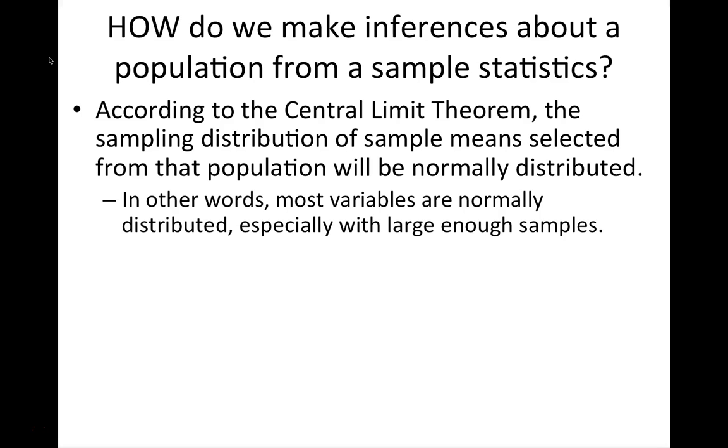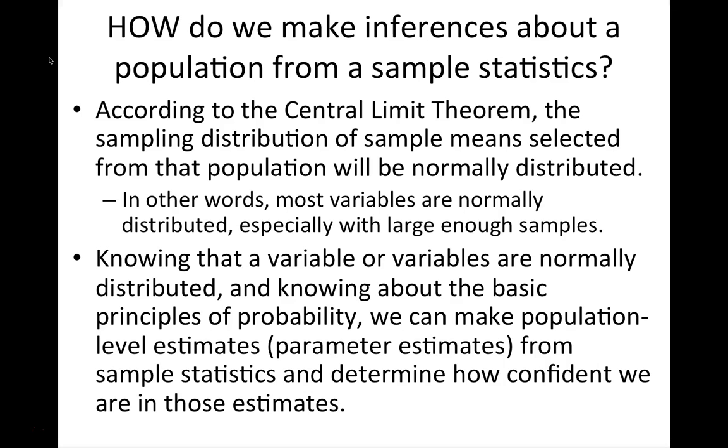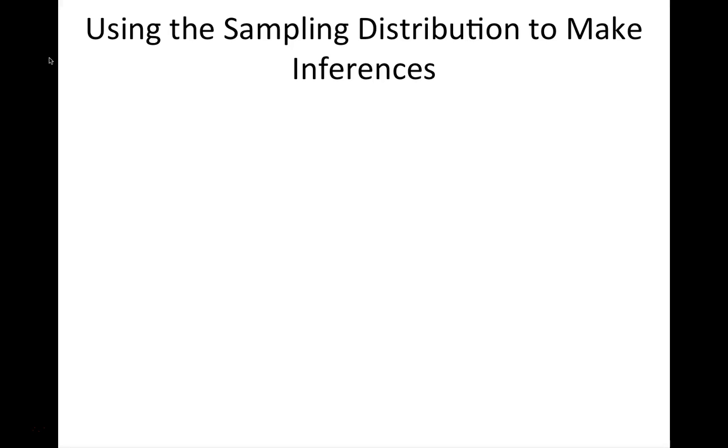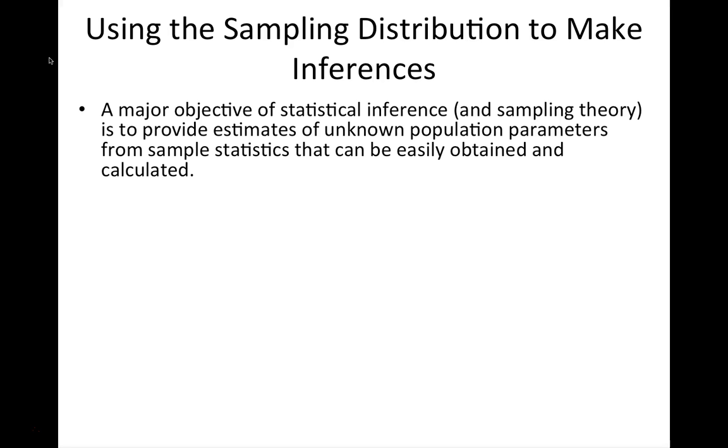So in other words, we can boil this down and say that most variables are normally distributed, especially with large enough samples. And so knowing that a variable or variables are normally distributed, and knowing what we know about the basic principles of probability, which are covered in your book and we'll talk a bit more about in this module lecture, we can make population level estimates or parameter estimates from sample statistics, and we can also determine how confident we are in those estimates. And we do that by using the sampling distribution to make inferences.